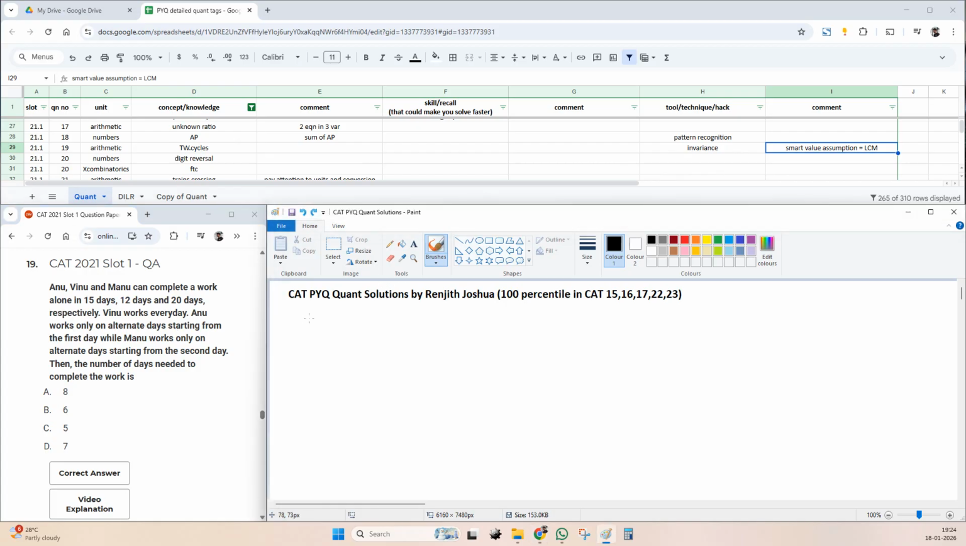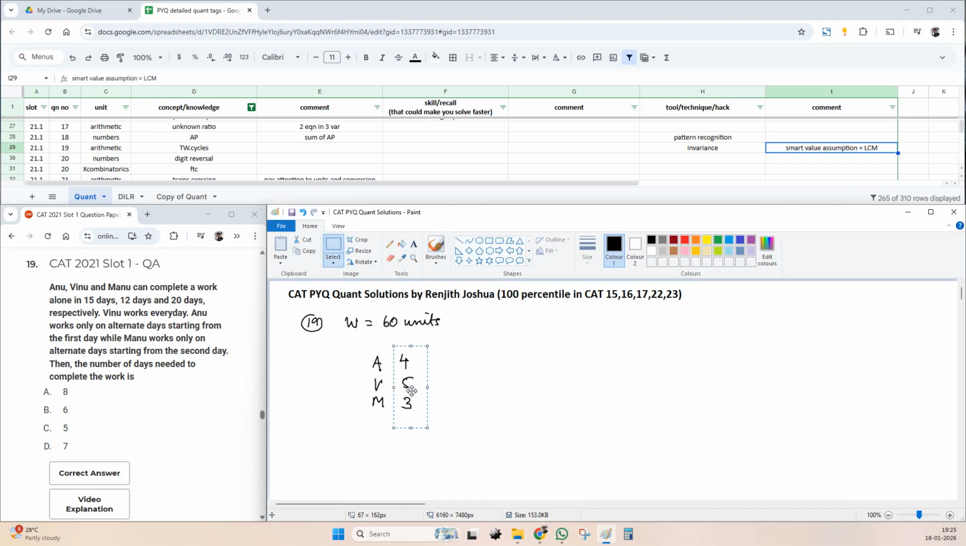So question 19, I would say let the work be 60 units. 60 is a common multiple of 15, 12 and 20, in which case A can do 60 units in 15 days, which is 4 units per day. V and M can do 5 and 3 per day. These are their daily outputs.